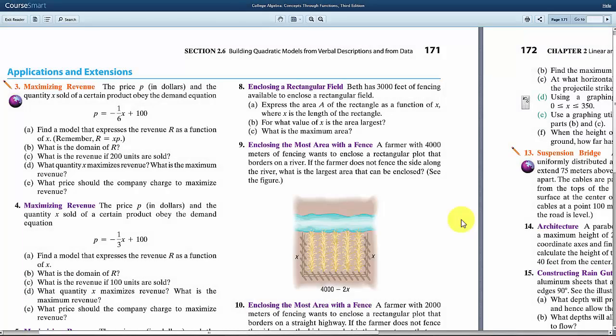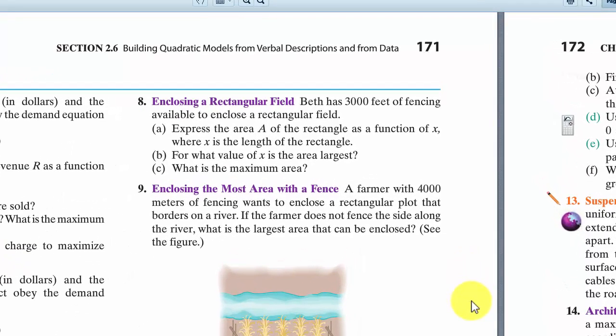In this video, we want to look at how to field quadratic applications quickly and effectively using a graphing calculator. The example we're going to use is on the screen in front of you here. It's question 8, which is entitled Enclosing a Rectangular Field.